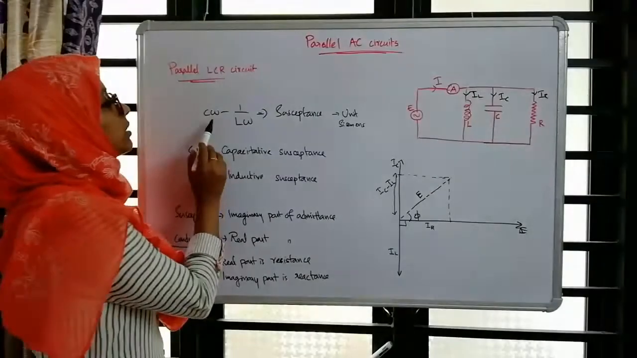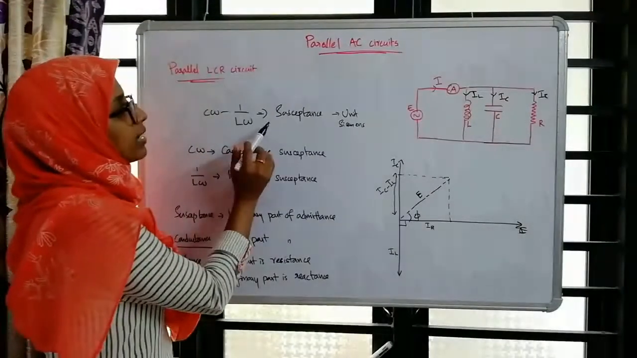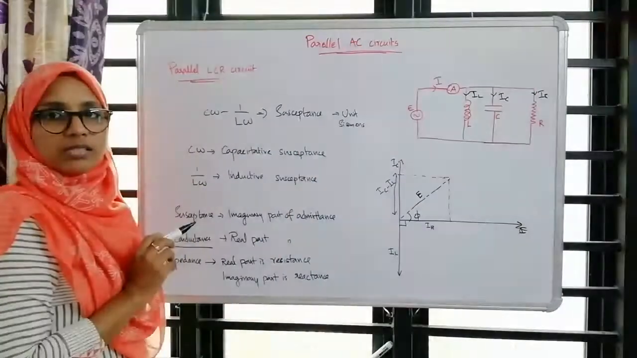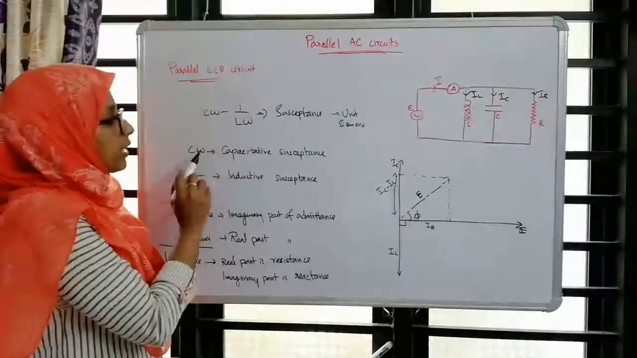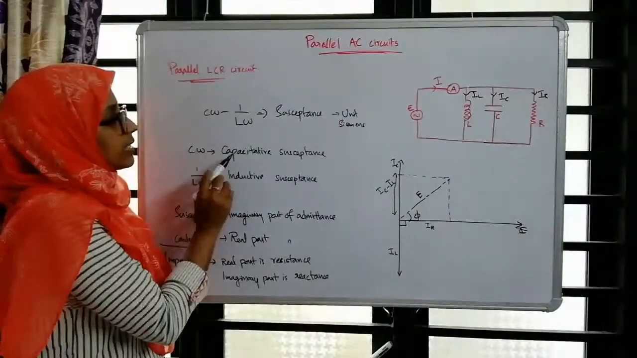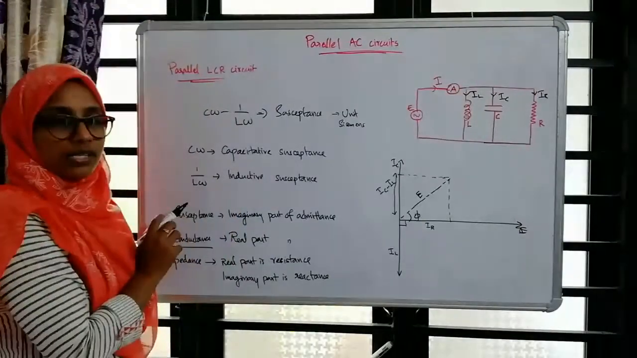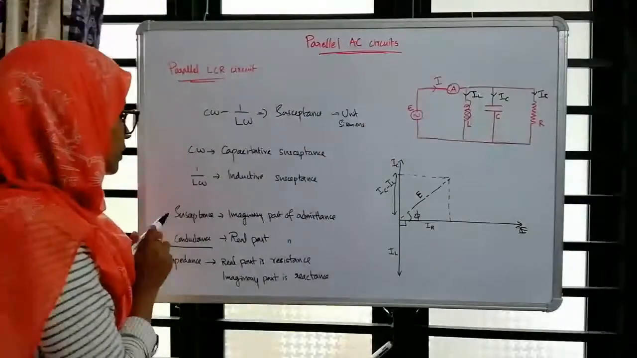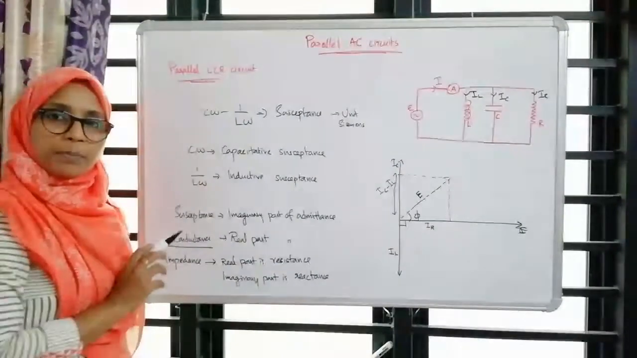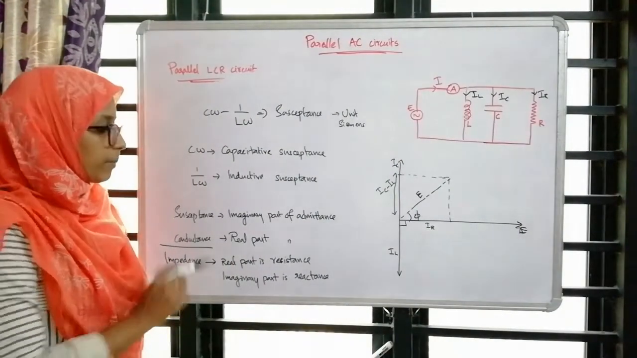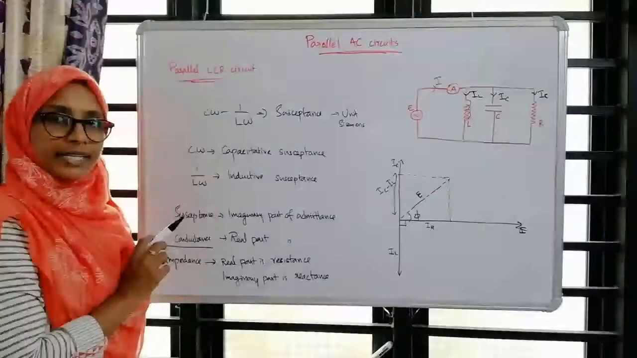In this equation, the C omega minus 1 by L omega is known as the susceptance, and it has the unit of Siemens. Here, C omega is known as the capacitive susceptance, and 1 by L omega is the inductive susceptance. And what is meant by susceptance? Susceptance is simply the reciprocal of reactance.